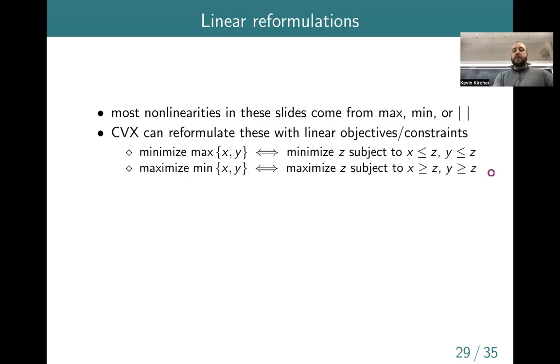Similarly with the min, we can do a similar game. And then with the absolute value, if we want to minimize that, for example, to minimize a tracking error term, that's equivalent to minimizing a new variable y, subject to the constraints that both x is less than y and negative x is less than y. And we talked a little bit about that a couple of lectures ago.